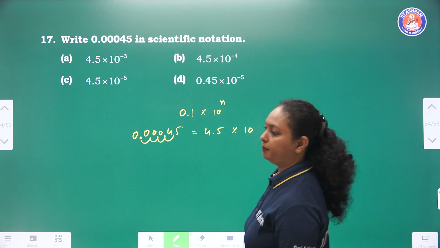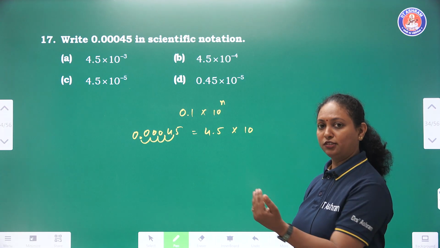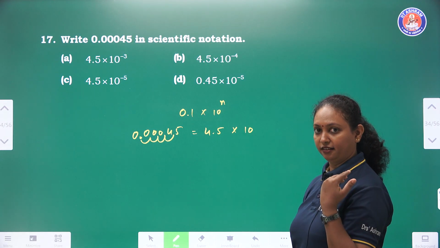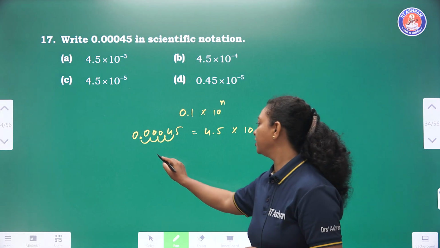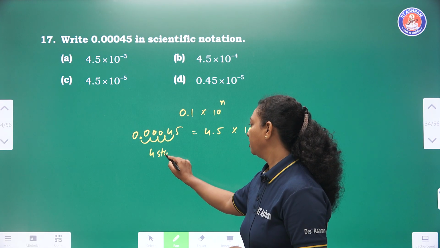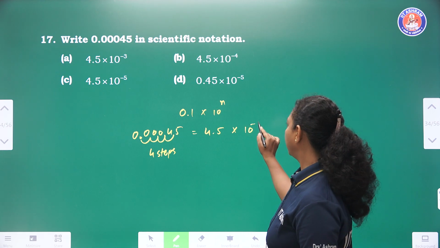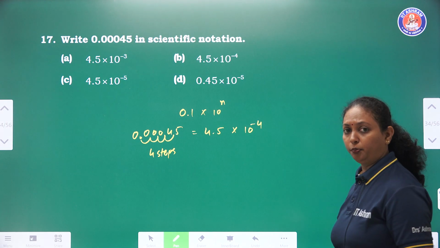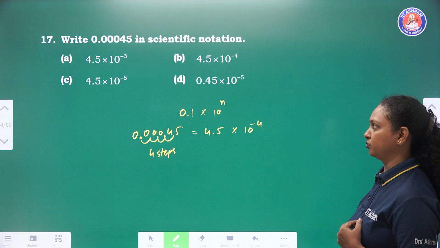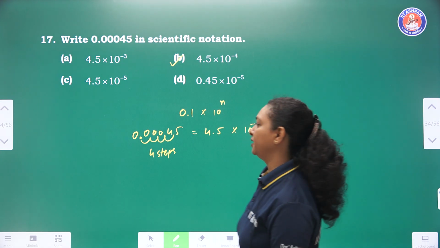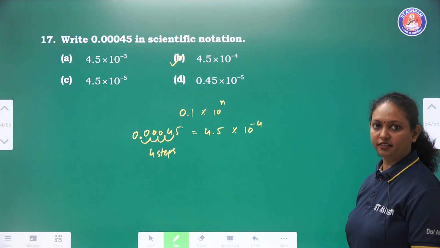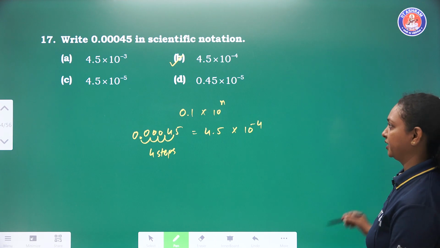Now what is the power of 10? As we are moving the decimal to the right, the power will be negative. But how many steps have we shifted? 4 steps. So the answer is 4.5 into 10 to the power minus 4. So which option is correct? B. Okay, that is the scientific notation of the given number.